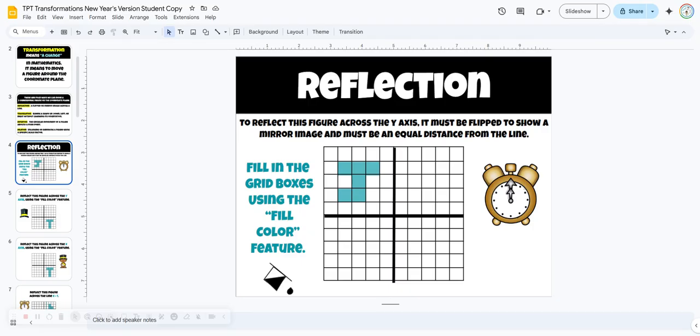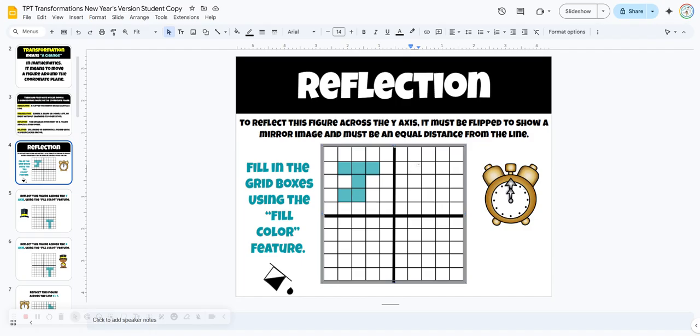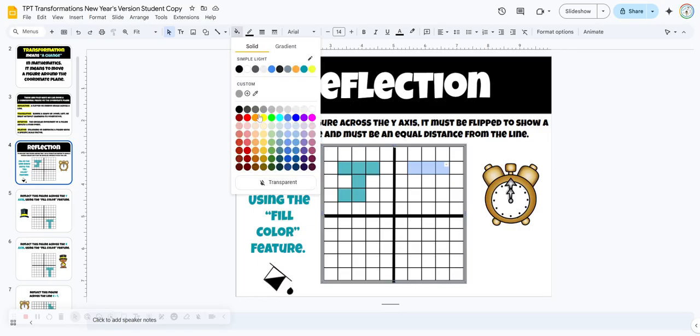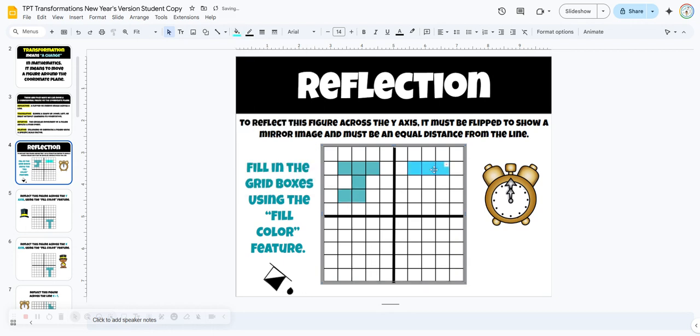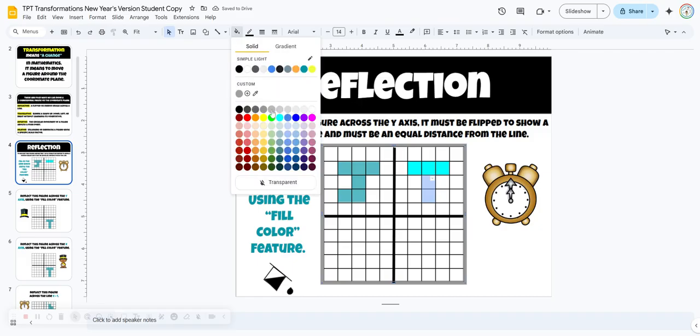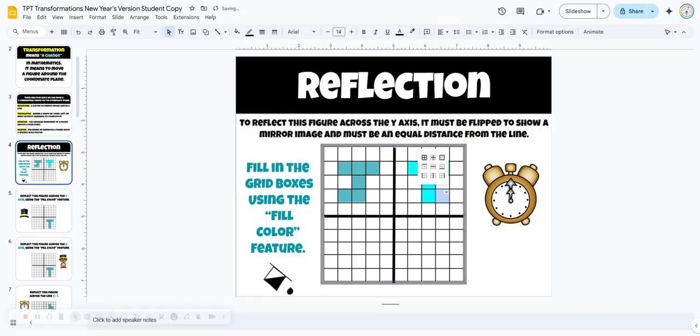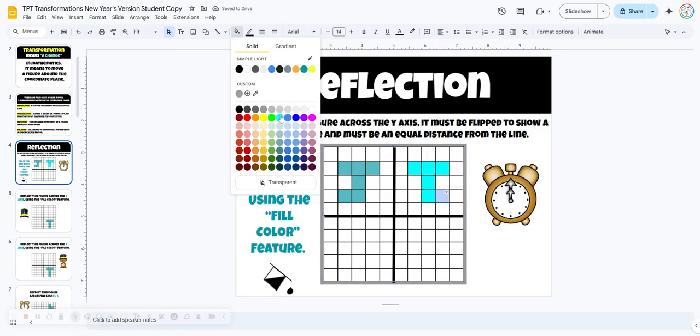To do that, they just click and hold in one of the squares that they want to color in, and then slide across until they've highlighted a rectangle shape. Then they come up to the fill color feature and they can choose any color they like. They do the same thing until they have the mirror image.